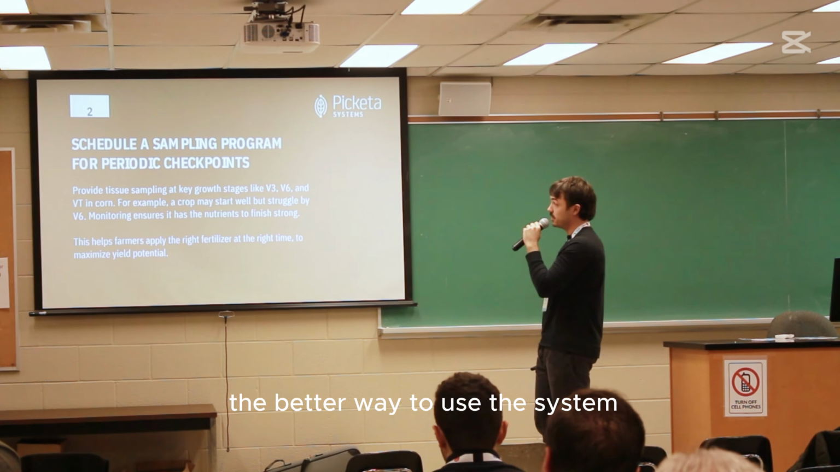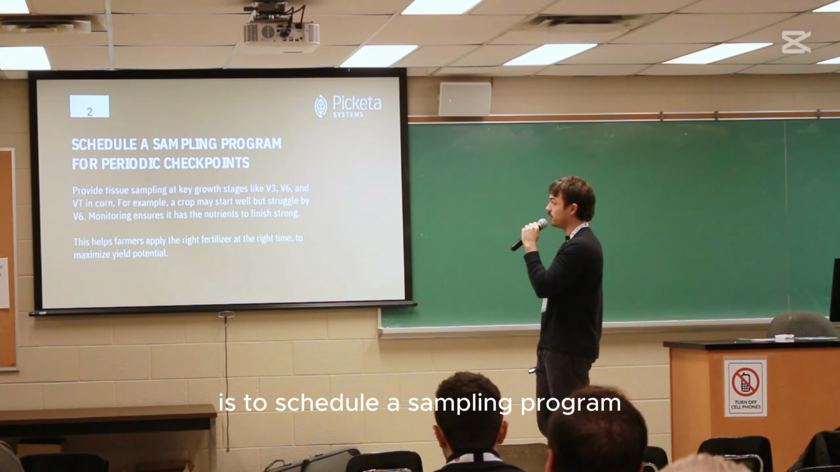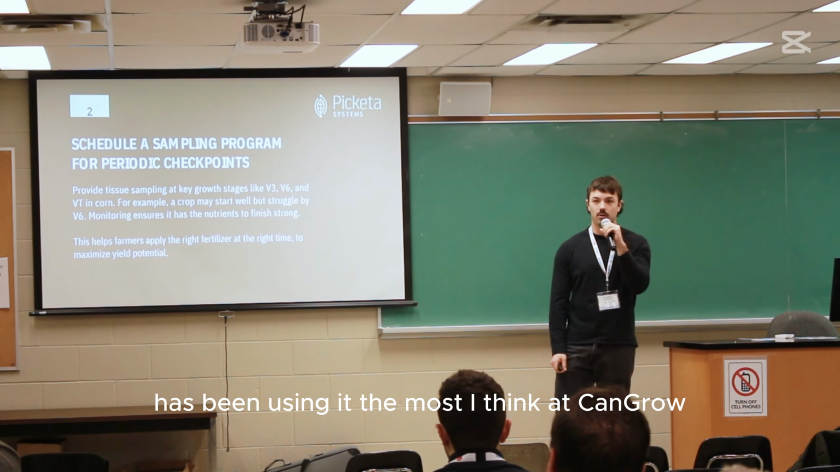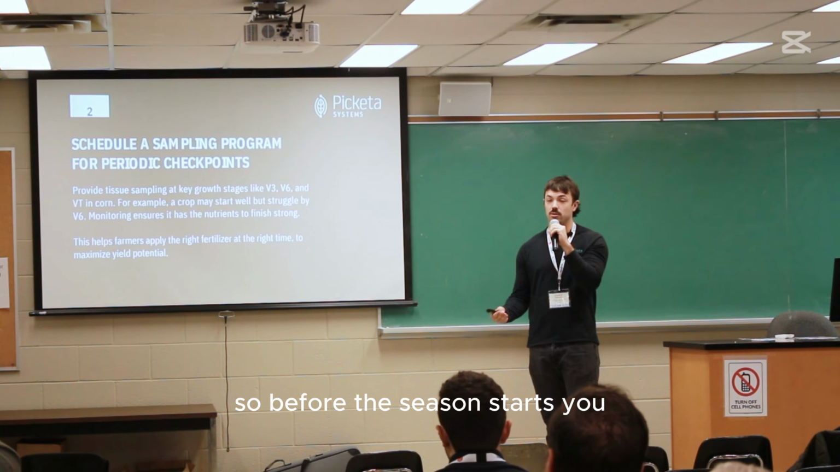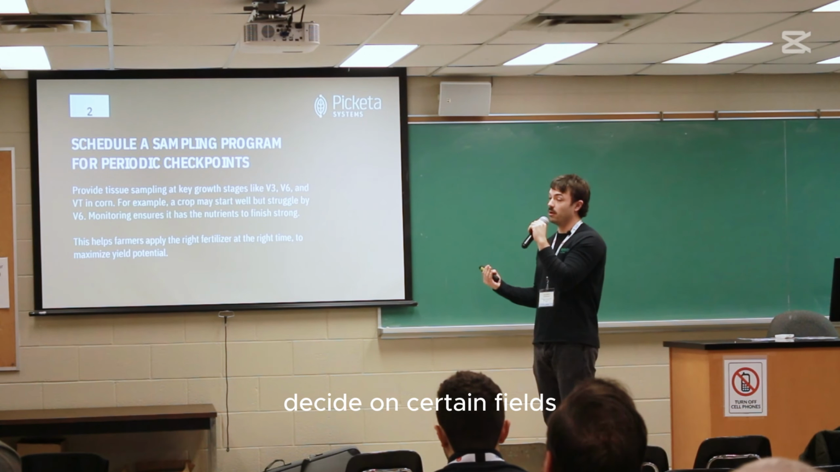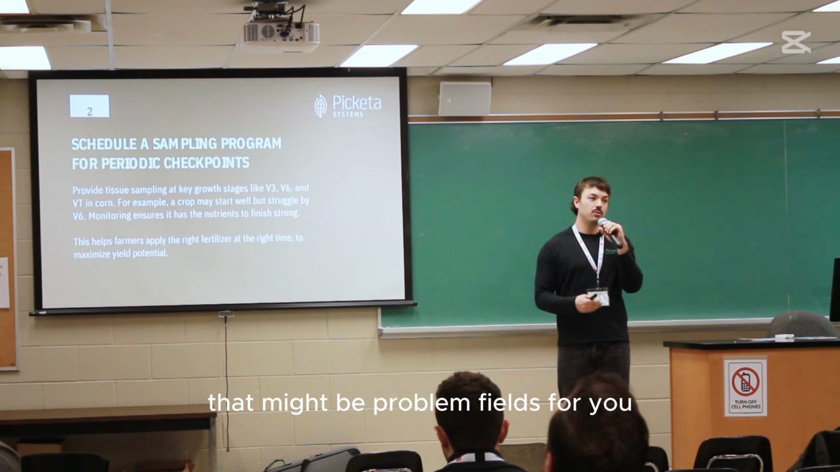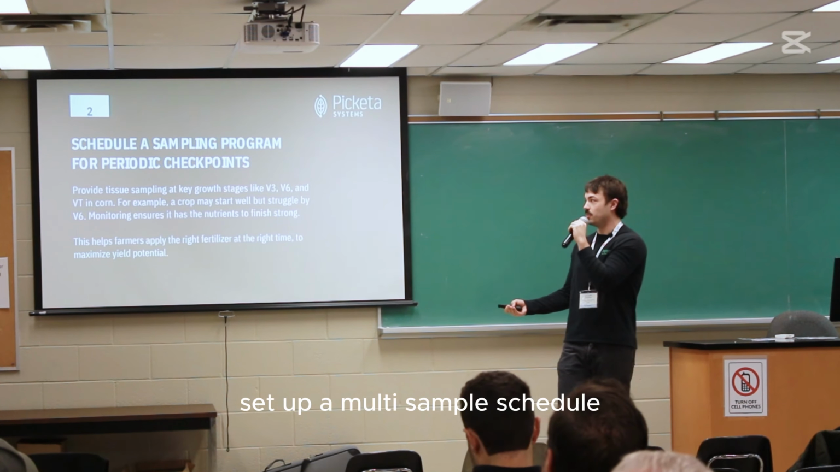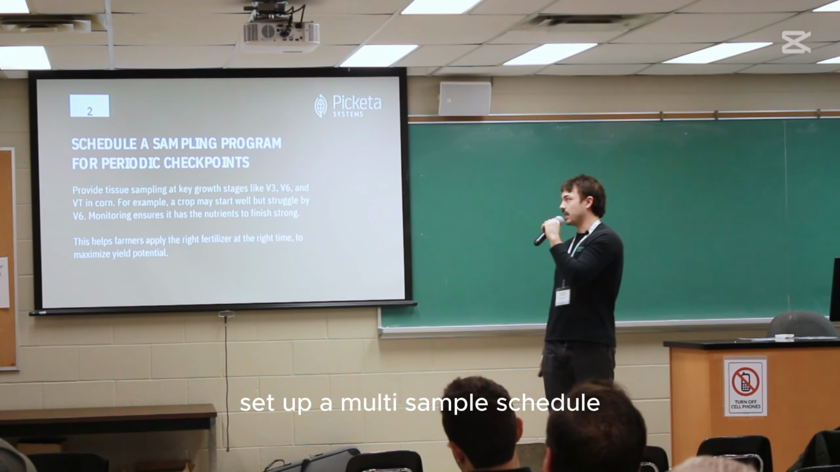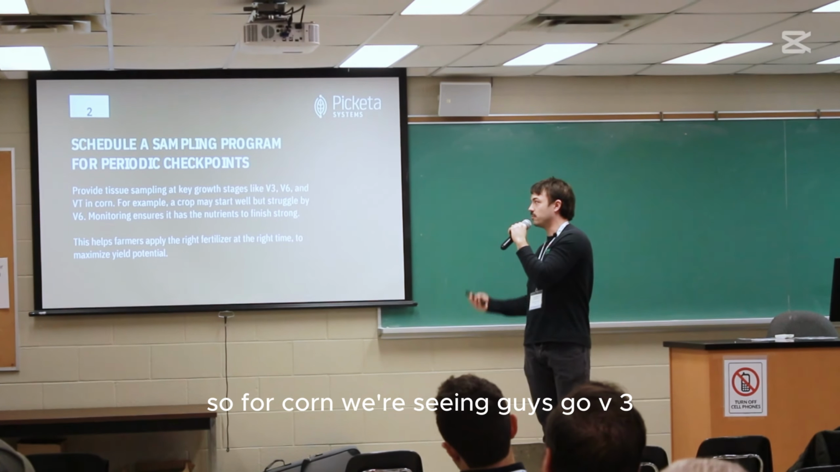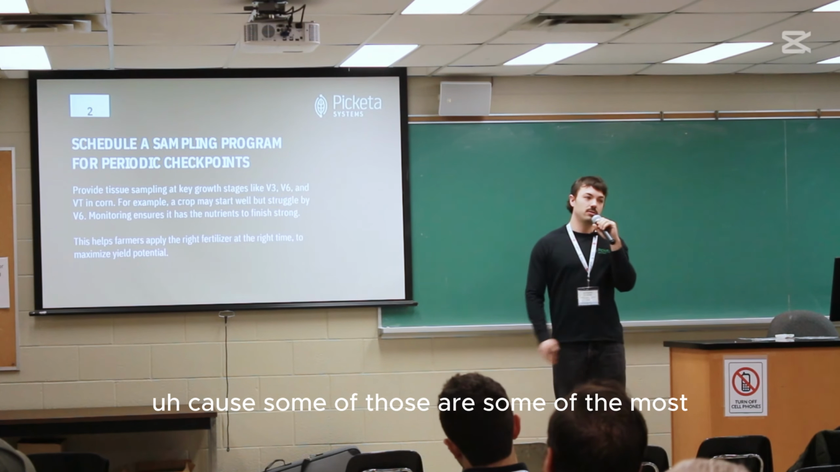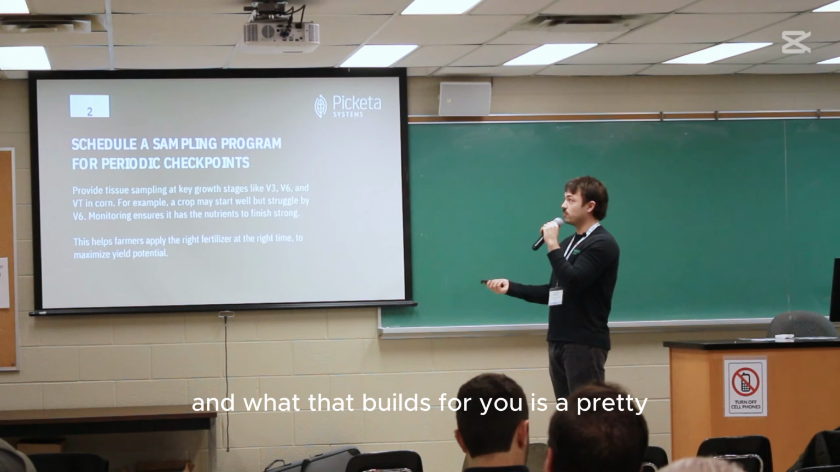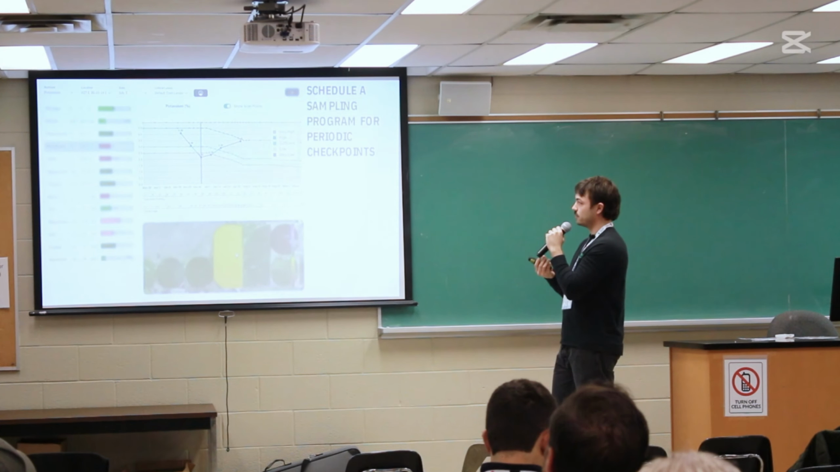The better way to use the system is to schedule a sampling program, and this is how Sean has been using it the most, I think, at CanGrow. So before the season starts, you decide on certain fields that might be problem fields for you, or some of your better working fields, and you set up a multi-sample schedule. For corn, we're seeing guys go V3, V6, VT, because those are some of the most crucial growth stages. And what that builds for you is a pretty intensive trend line.